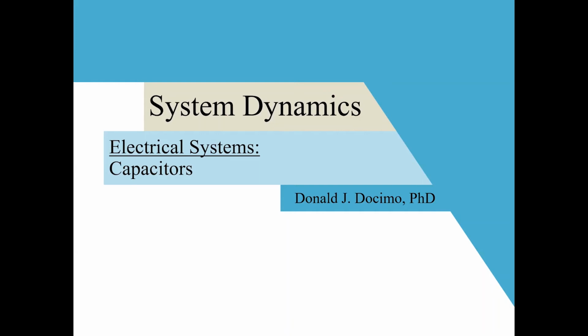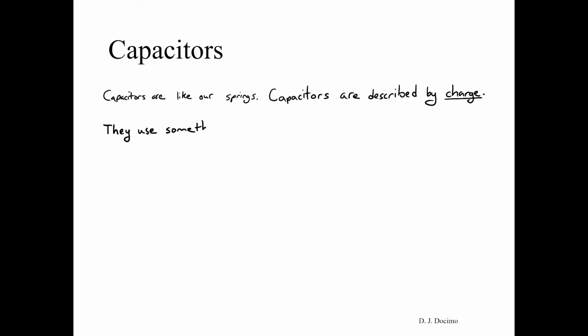Okay, so this video is going to go over electrical capacitors. Capacitors are like our springs from mechanical systems, and capacitors are described by a charge. And they use something similar to Hooke's law to describe their dynamics. So Hooke's law was F is equal to K times D. Well, we're just going to replace all those with their equivalents.